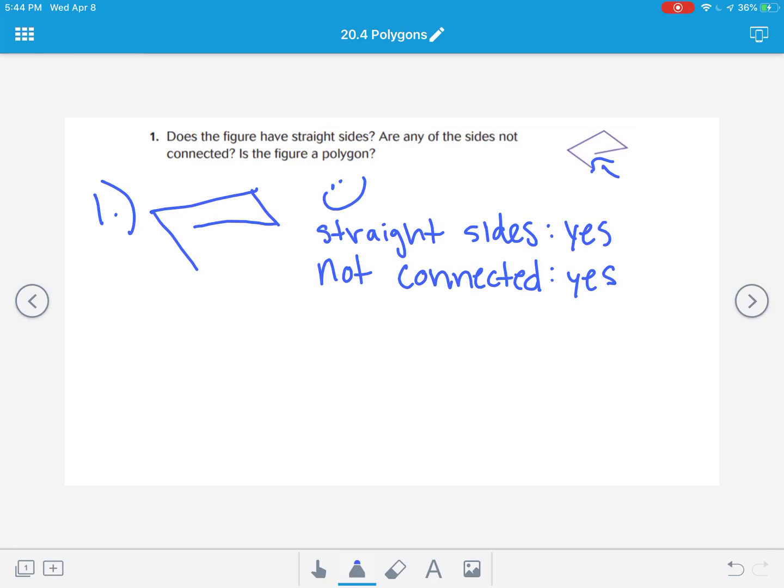So is this figure a polygon? It has straight sides, which is great, but it's not a closed figure. So no, not a polygon, because it is not closed.